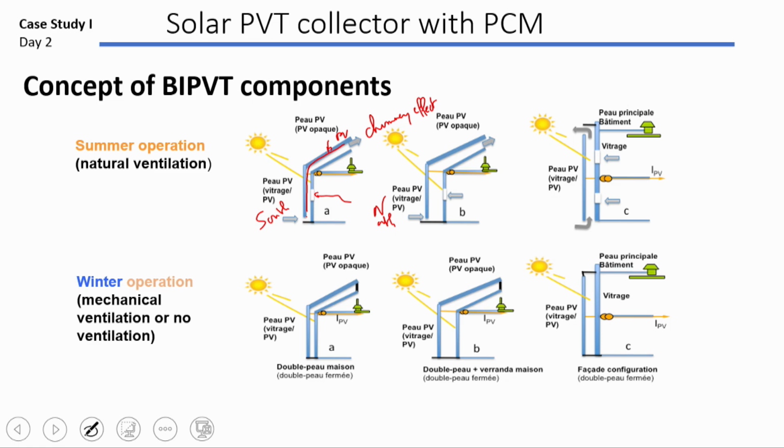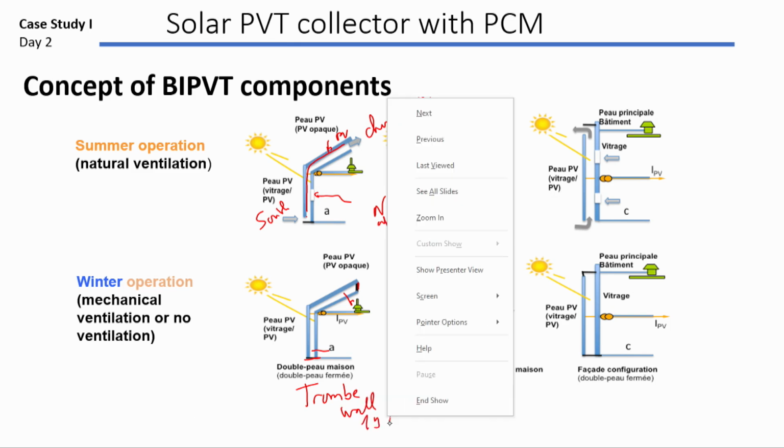During the winter time we want to use it as a solar hybrid photovoltaic thermal collector. So it is closed, and so we recover a part of the preheating of air with circulation. So it's a kind of Trombe wall, developed in the 1970s, something like this.